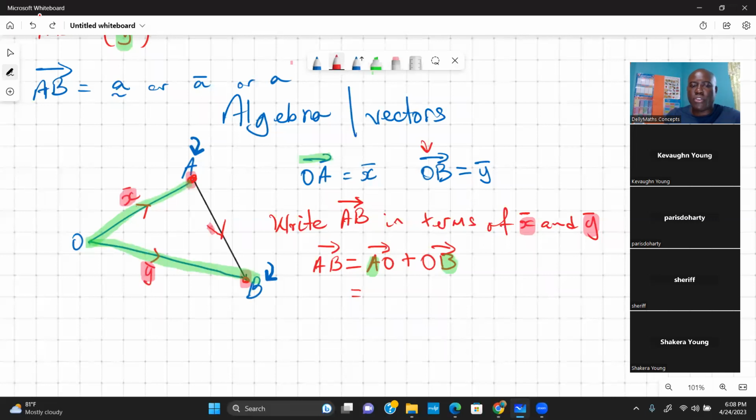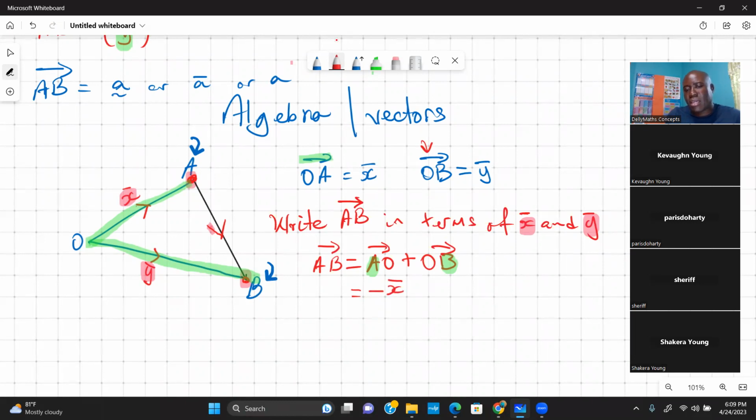label. So remember now we got OA, but we need AO. So it's going in the opposite direction. The opposite direction suggests that there is a negative sign that's going to affect the original thing. So it's no longer X because I'm going in the other direction. So it's a negative X.